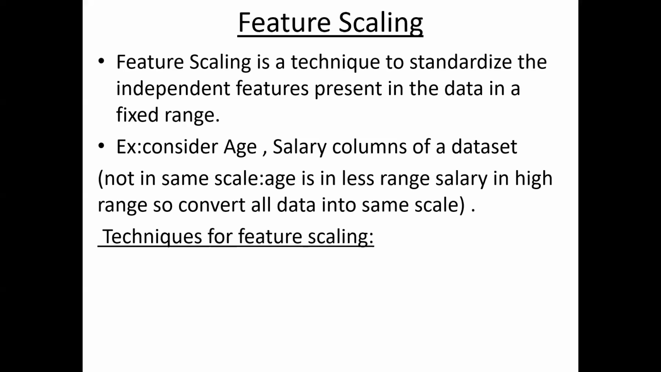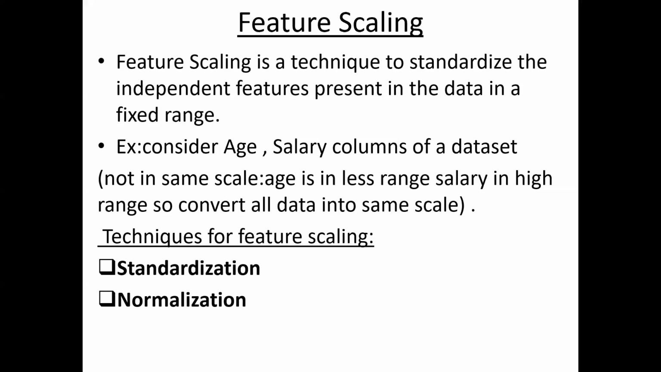There are two techniques used for feature scaling: standardization and normalization. So what is standardization? What is normalization? In standardization, all the values are fixed between -3 and +3. And in normalization, all the values are fixed between 0 and 1. As I told you, all the age values are between -3 and +3. All the salary values are also between -3 and +3. So equal significance is given. If you use normalization, whatever the numbers in your data set, all age values and salary values are between 0 and 1.